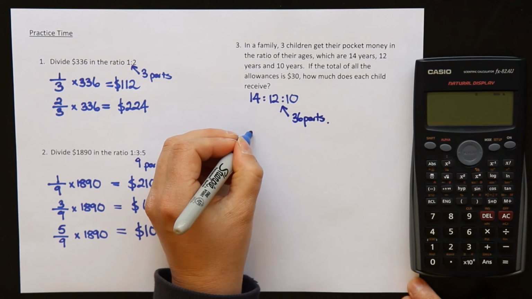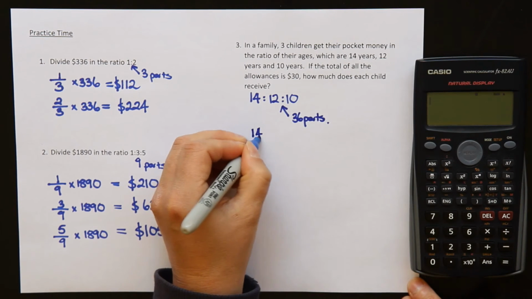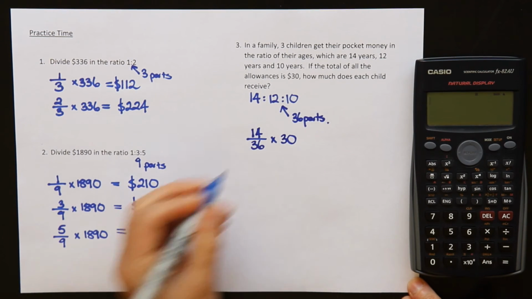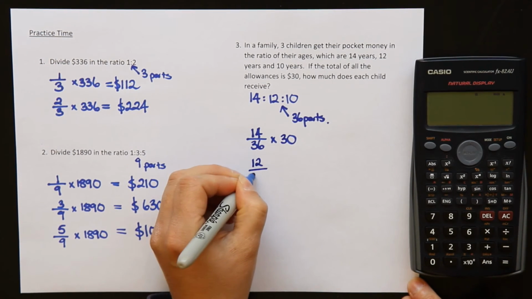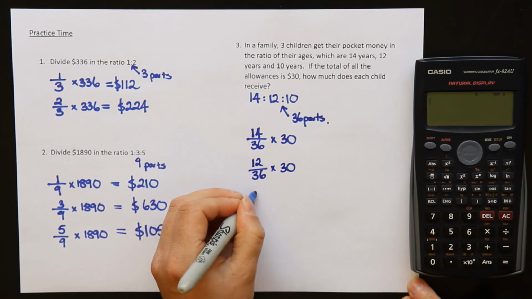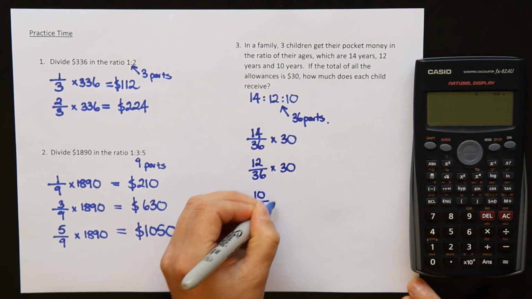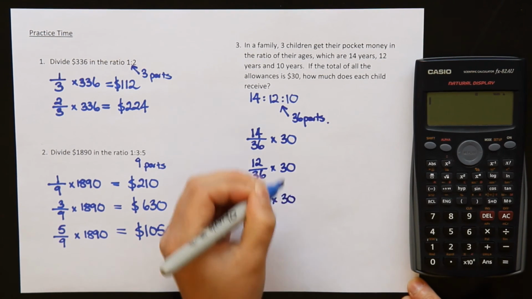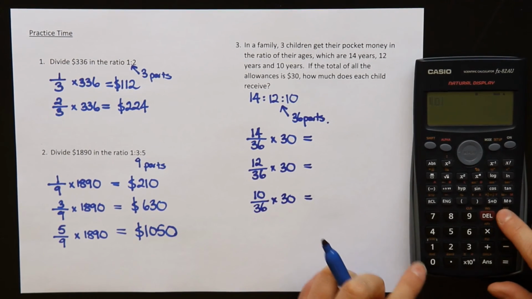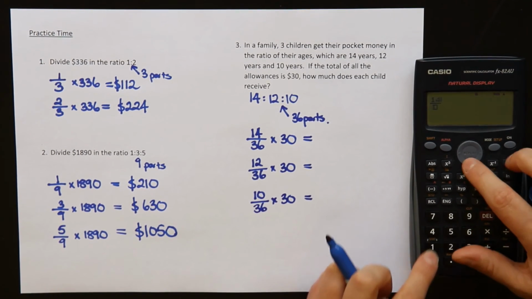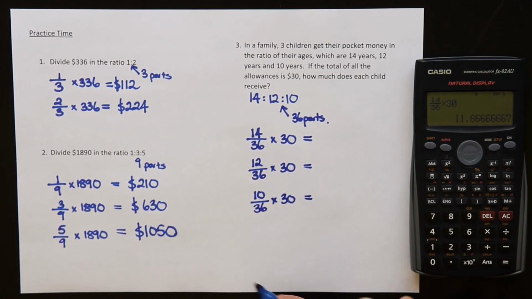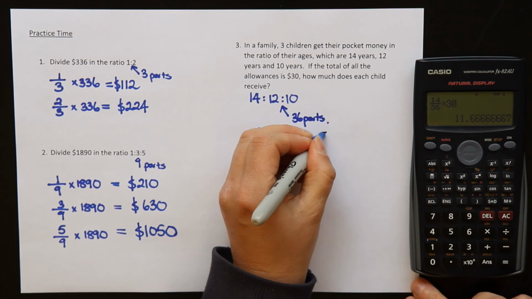The first child is getting 14 out of the 36 parts, times by the $30 allowance. Second child is 12. And the youngest child is 10. Okay, let's calculate how much each one gets. So 14 over 36 times by $30. Oh dear, doesn't round very nicely.